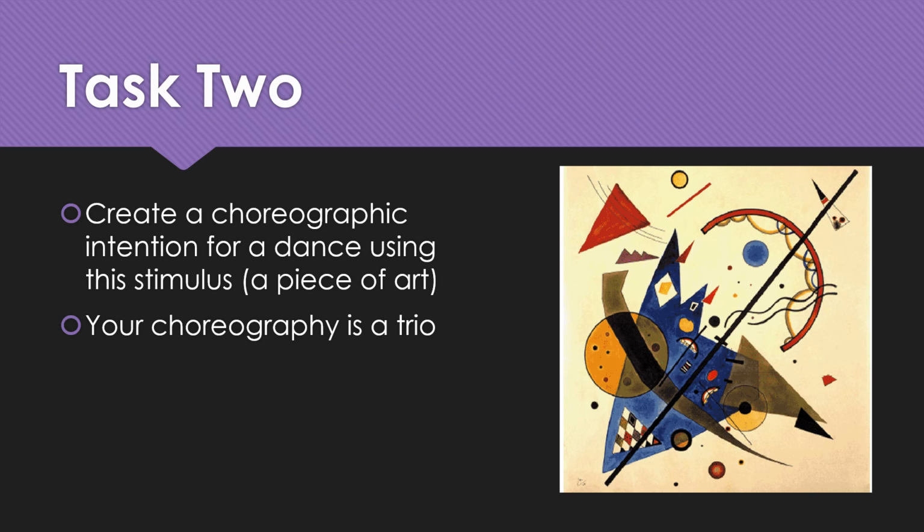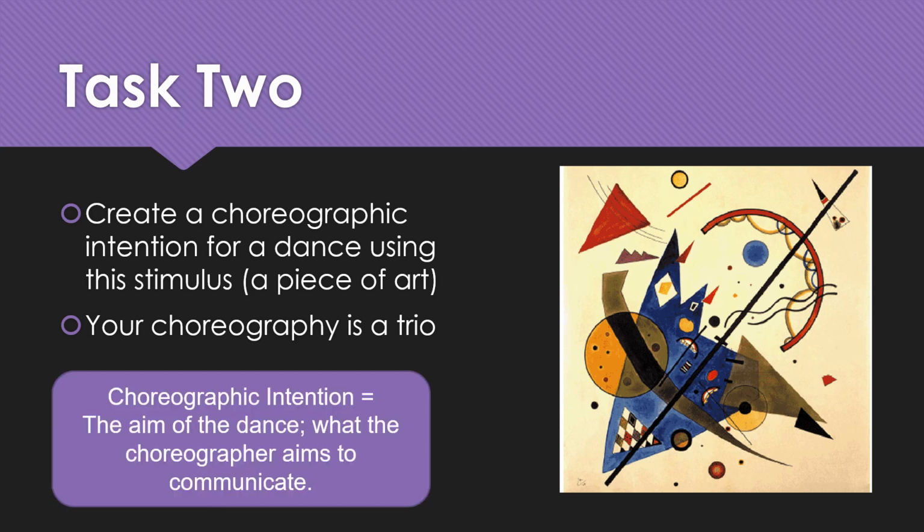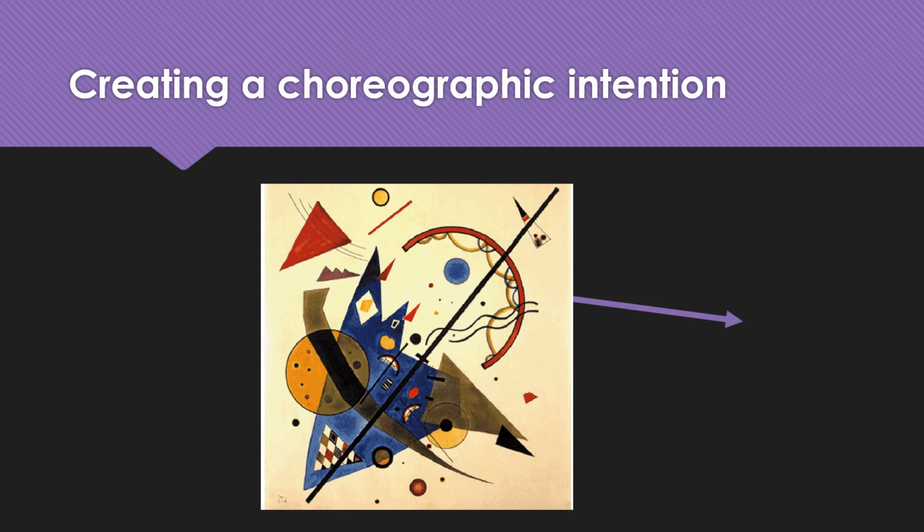Your choreography is a trio, so we have 3 dancers. And remembering that a choreographic intention is the aim of the dance. So you now have to make up an aim of a dance based on this piece of art. Again, I need you to mind map this to get used to creating choreographic intentions. So draw some arrows off it and make up a couple of choreographic intentions, please. So pause the video now and complete that task.